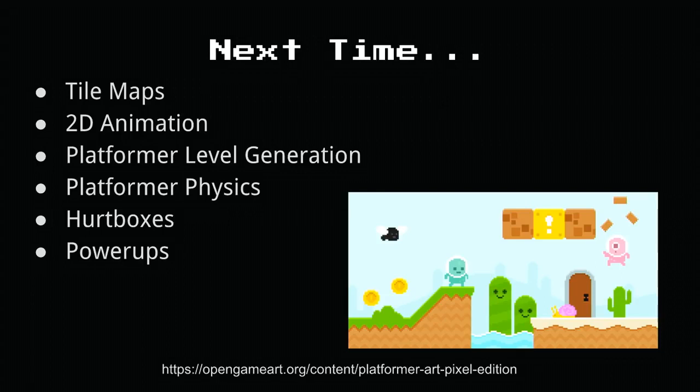We'll cover tile maps, so how to generate levels using individual tiles. 2D animation, so rather than just static things like we've had so far, you'll have characters that actually walk and jump and do different things. We'll talk about how to procedurally generate platformer levels, which sounds kind of difficult, but for very simple stuff, it's not too bad. Basic platformer physics, so hitting blocks and jumping and stuff like that. We've covered a lot of that with Flappy Bird, actually, and the bricks from Breakout kind of tie into it a little bit.